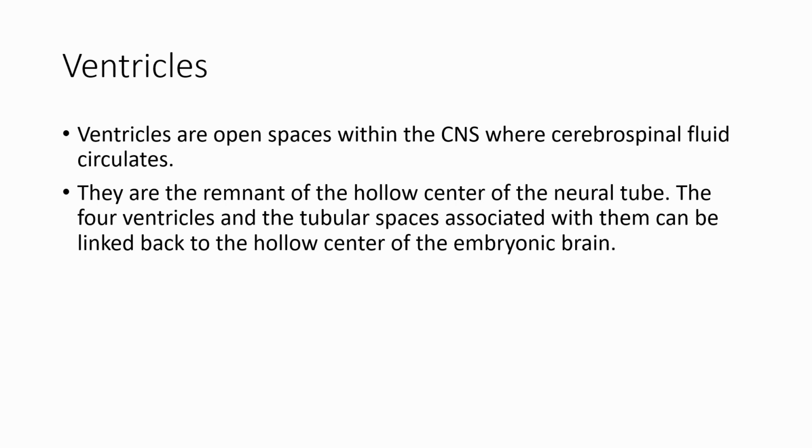We also have ventricles in there that are these open spaces, and this is where we have a bunch of cerebrospinal fluid circulating and floating around in there. This is a remnant of that hollow center of the neural tube. I don't want to say a leftover, because a leftover makes it sound like it doesn't do anything. And it's not that the ventricles don't do anything, because they're great for storing and housing that cerebrospinal fluid. But that's where it's coming from. It's coming from the hollow center of the neural tube. There's 4 ventricles and tubular spaces associated with that we can link back to that hollow center. Right, so 4 different ventricles.